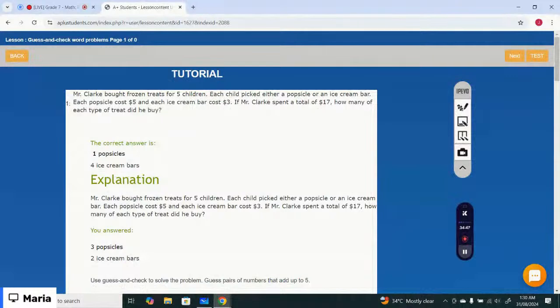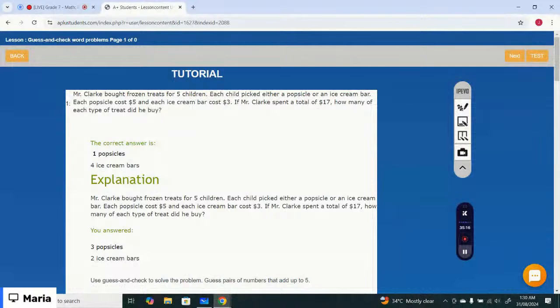Mr. Clark bought frozen treats for 5 children. Each child picked either a popsicle or an ice cream bar. Each popsicle costs $5 and each ice cream bar costs $3. If Mr. Clark spent a total of $17, how many of each type of treat did he buy?